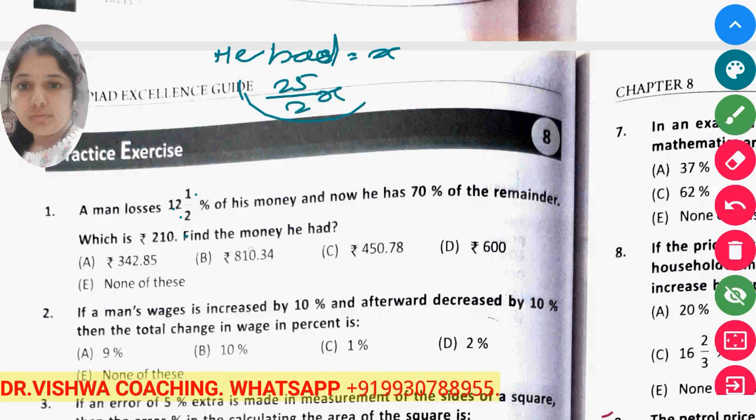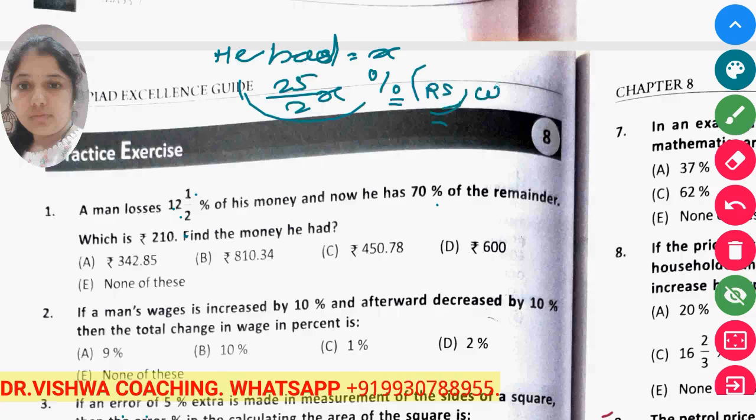Now he has 70% of the remainder, which is 210. Okay, now what is the remainder left to him? Now see, first what we do, this is in the form of percentage. Okay, 25 upon 2%. So we have to convert this into rupees.